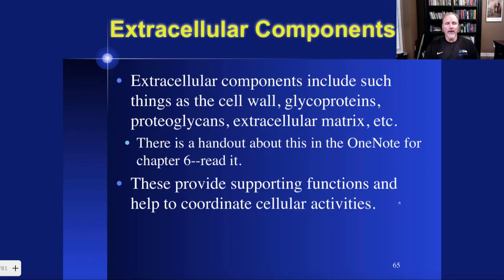Okay, and then some of the extracellular components include things like the cell wall, glycoproteins, proteoglycans, and the extracellular matrix. There's a handout on OneNote that I want you to look at from chapter 6, and you can read it, and it talks all about these extracellular components. What these things basically do is provide supporting functions and help coordinate a lot of these cellular activities. So make sure that you take a look at that.